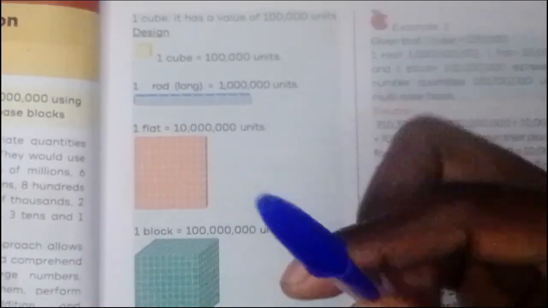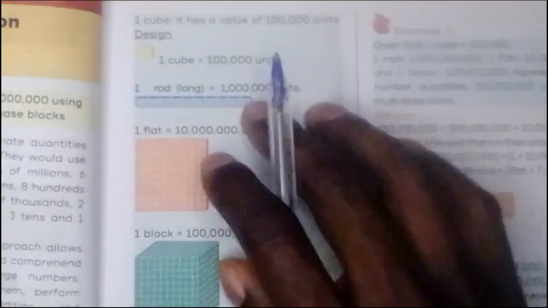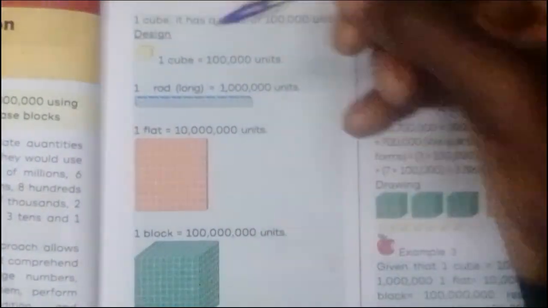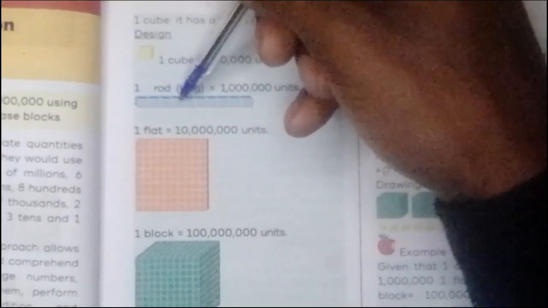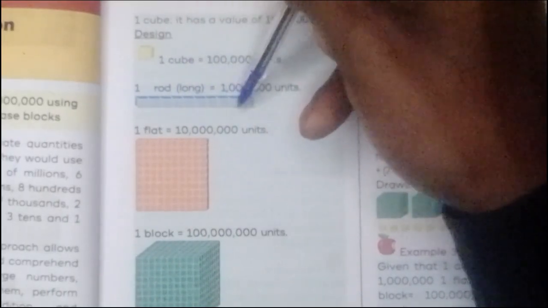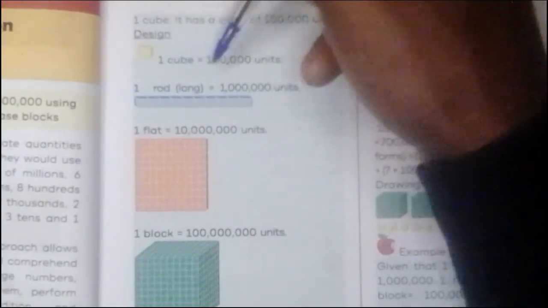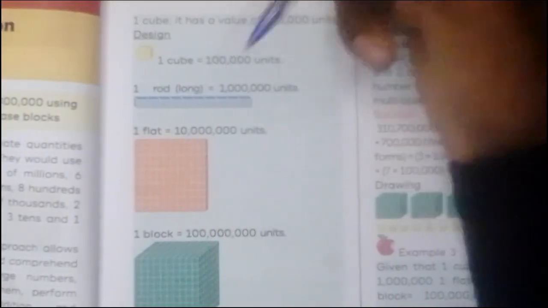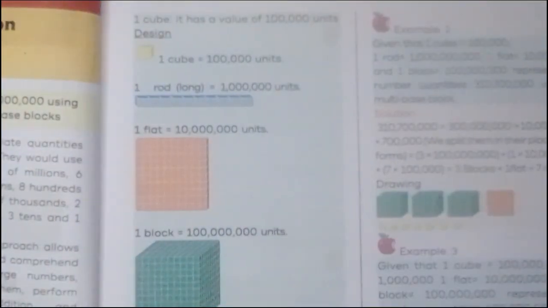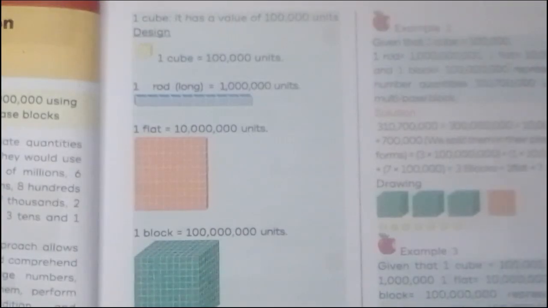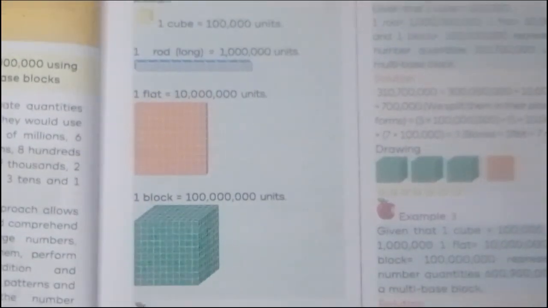Do you get it? So we move on, just to give you a small idea. 1 rod is equal to 10 cubes. That's 1, 2, 3, 4, 5, 6, 7, 8, 9, 10. And then 1 cube is just equal to 100,000 units. You understand? So that's just to give you the idea of everything. Let's move on to examples, because that's what really matters.